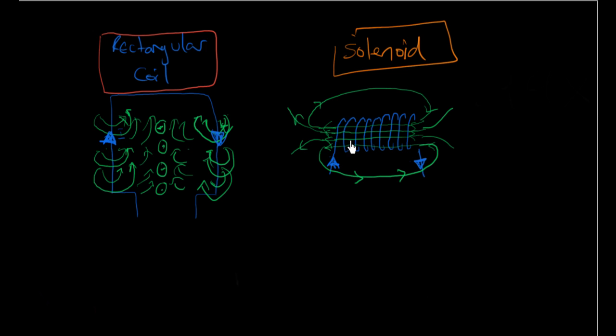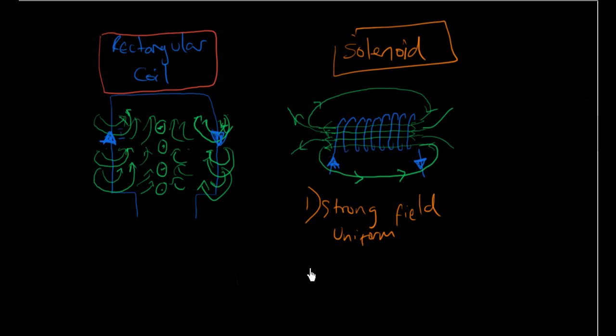So you create a very strong magnetic field, and the characteristic of a solenoid is that the magnetic field inside of the solenoid is strong, and it's uniform. Uniform means that the space between these lines is the same between this one and this one, between this one and this one, and between this one and this one. So you create a uniform, strong magnetic field, which can be very useful for a lot of things.